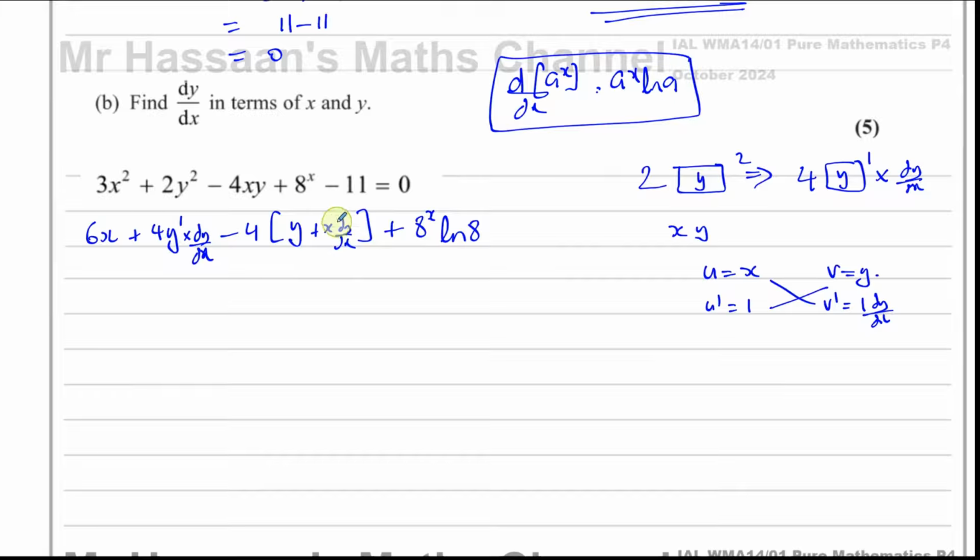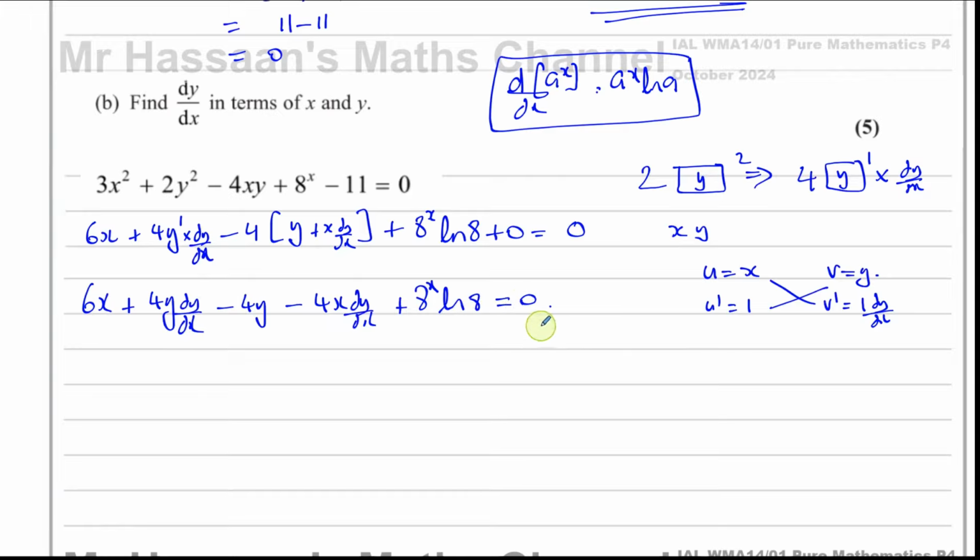I must have messed up there, I forgot that. Right, and minus 11 becomes 0. And this side, of course, you differentiate 0, you get 0. So now we can expand this. We have 6x plus 4y dy dx minus 4y minus 4x dy dx plus 8 to the power of x ln 8 is equal to 0. So we have to find what dy dx is in terms of x and y.